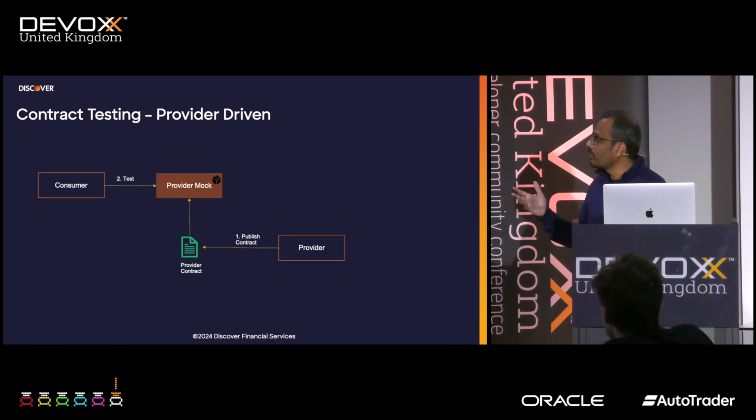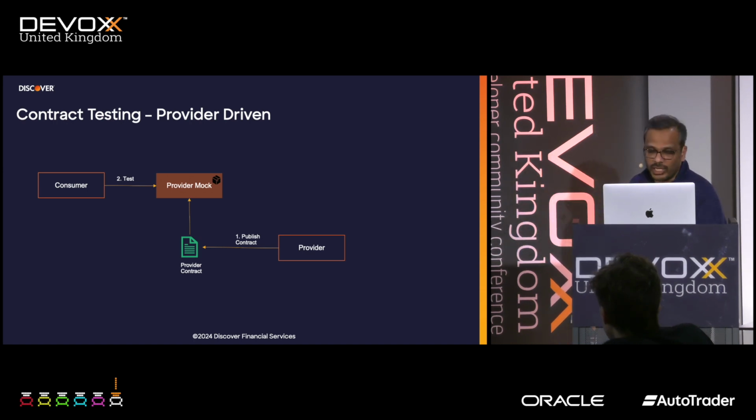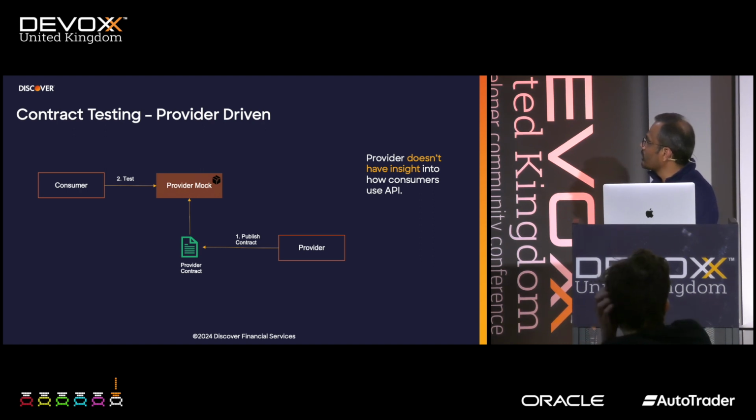This can be solved by adding some sort of custom definitions to your OpenAPI spec if that's what you're using. It might make things a little bit complex, but it's a problem that can be solved. Leaving that aside, the main challenge with this strategy is the provider doesn't have much insight into how consumers actually use their API.